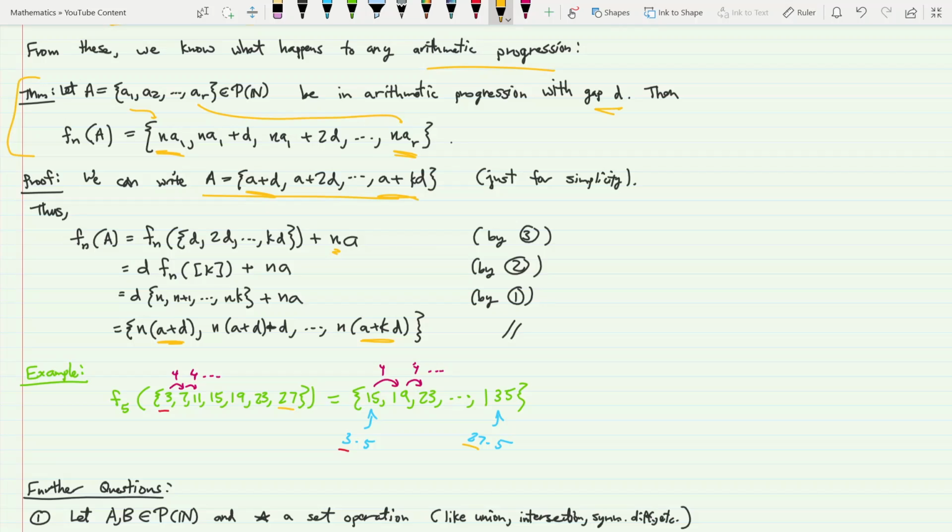All right, the example. What is f5 of this arithmetic progression? First term times n is 15. Second term times n is 135. The gap is the same. Done.